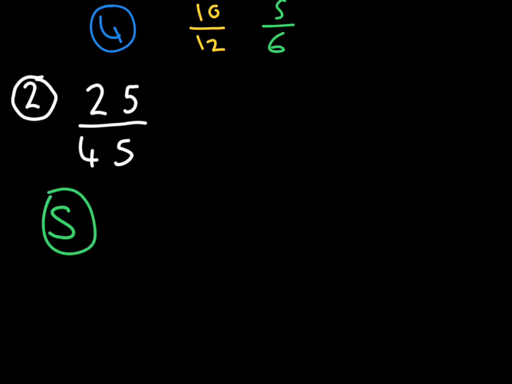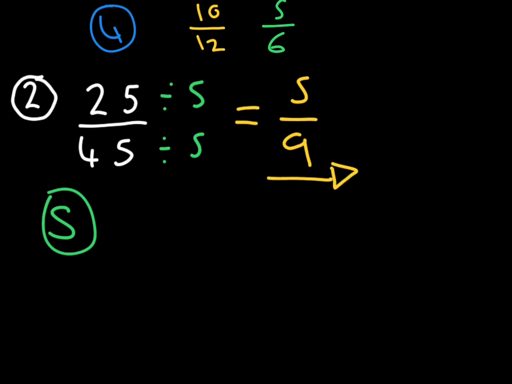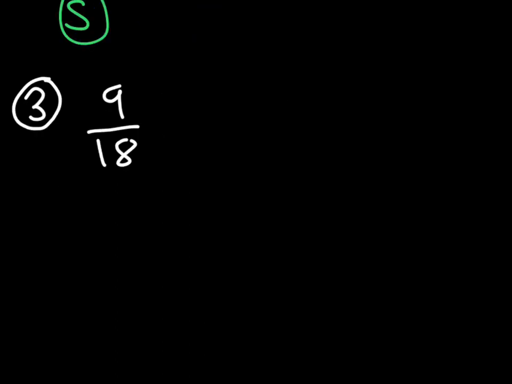So we can then divide both the numerator and the denominator by 5. 25 divided by 5 gives us 5, and 45 divided by 5 gives us 9. And we can have a look at that final answer, 5 over 9, and see that it cannot be simplified any further. So therefore we know that this is in its simplest form, and that is our final answer for question number 2.